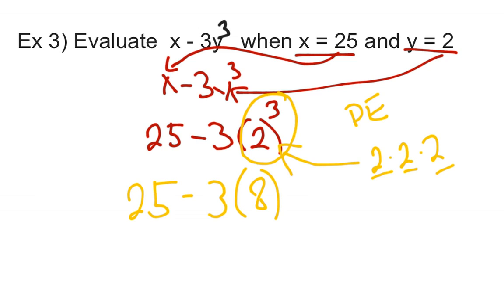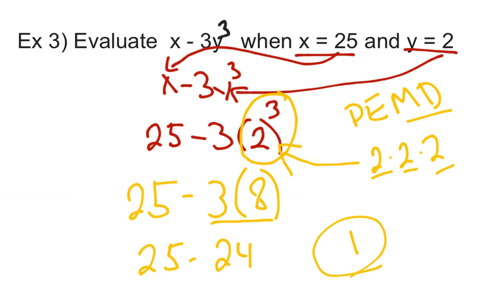Okay, so I did the parentheses, I did exponents, next comes multiplication and division to be done together. Well, I see a multiplication. I have this 3 times 8, which is 24, so I'm going to go ahead and do that. The 25 comes down, the subtraction comes down, and then very simply, everybody can finish it off from here. 25 minus 24, final answer of 1. That concludes our lesson for today.